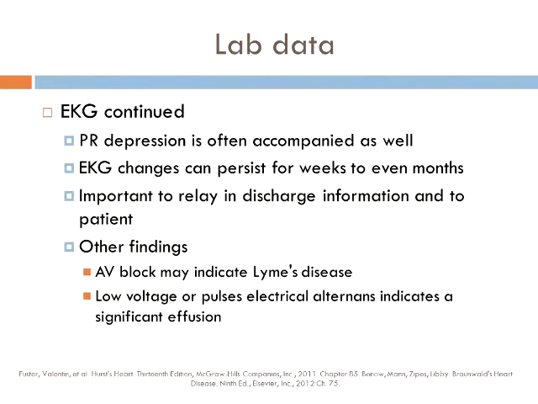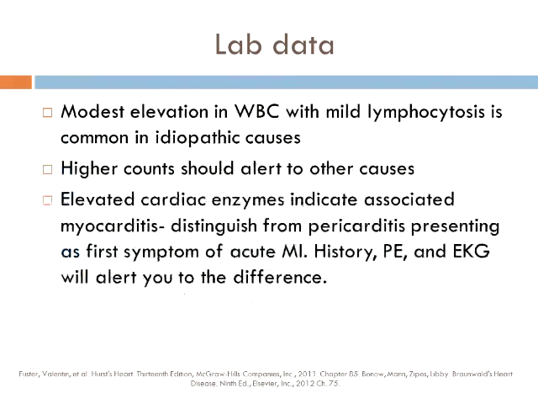Lab data, you'll see a modest elevation in WBCs, usually a mild lymphocytosis, and idiopathic causes. If you see a significant elevation in white count, you may want to alert yourself to other causes, maybe a bacterial cause or something else. And then elevated cardiac enzymes indicate that there's probably myocardial involvement as well. If you see a significant elevation, you need to be concerned that this pericarditis may be the presenting sign of an acute MI. So you need to make sure to get a good history and physical exam and make sure that that's not what's actually going on.